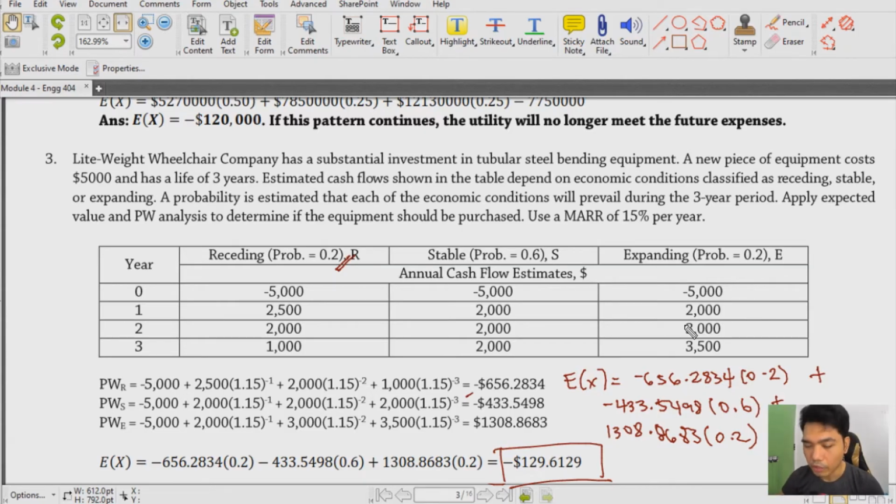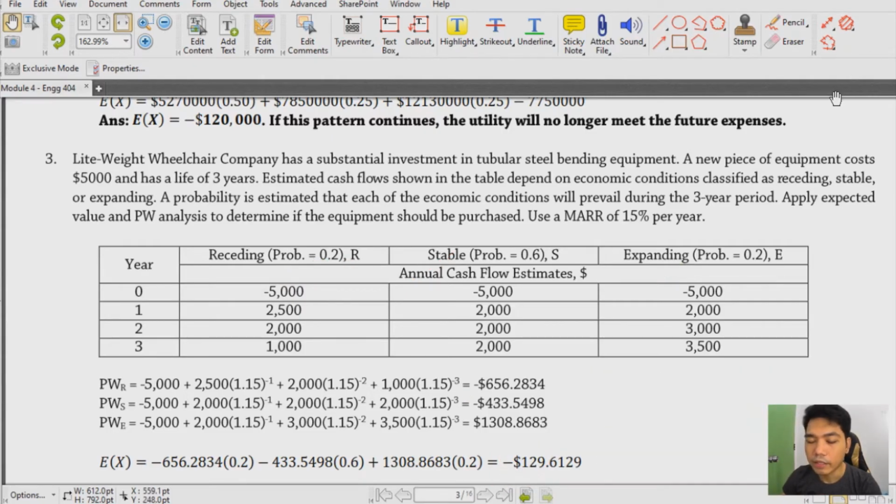And in this case, na-prove naman natin na negative pa rin siya. Although you can just judge from the receding and stable na negative talaga yung magiging sagot. But of course, magkakaroon ka dyan ng thinking na, pero may profit pa rin tayo sa expanding. Would it be beneficial still if we want to continue? So the answer is to do the expected value analysis. And we have proven in this analysis na it's still not economical to purchase this certain equipment.